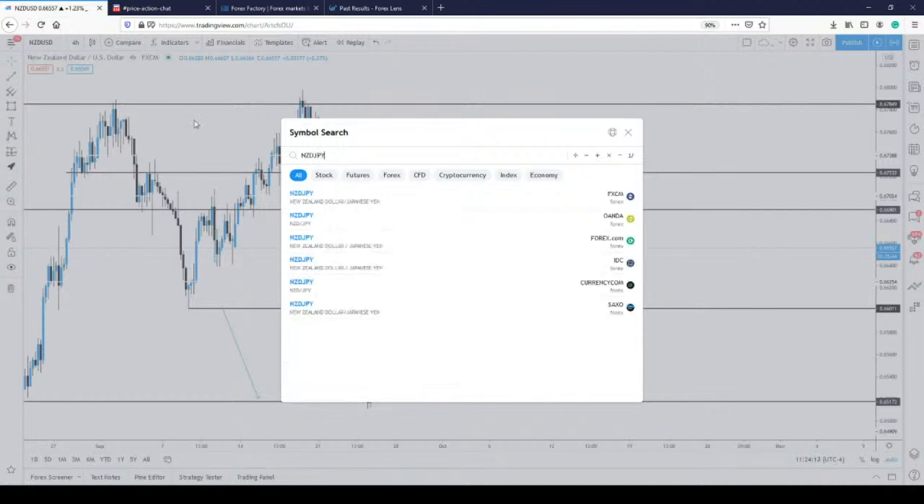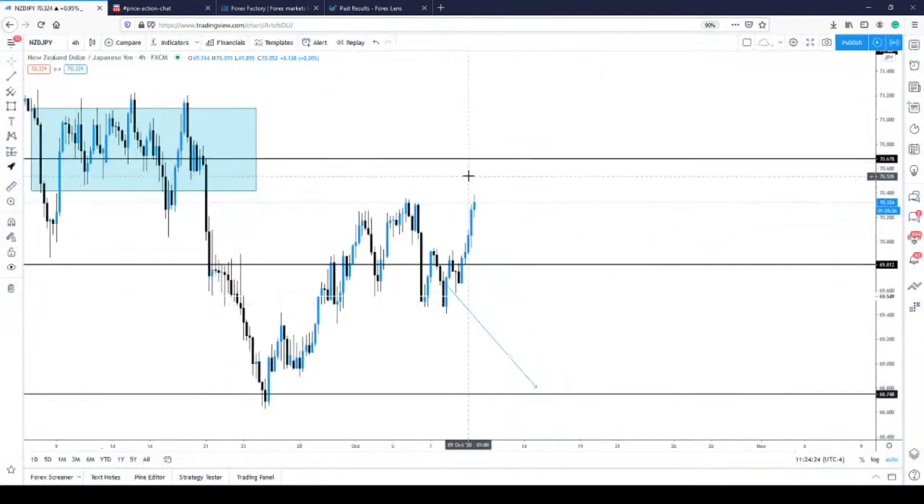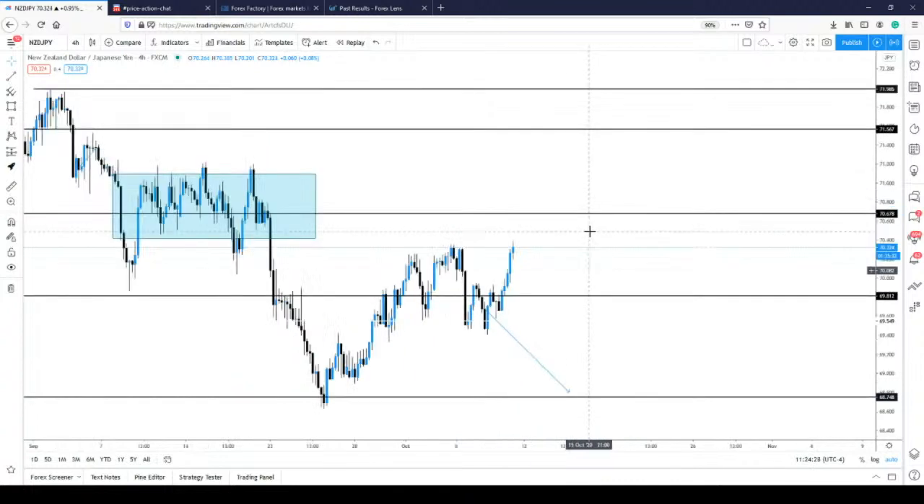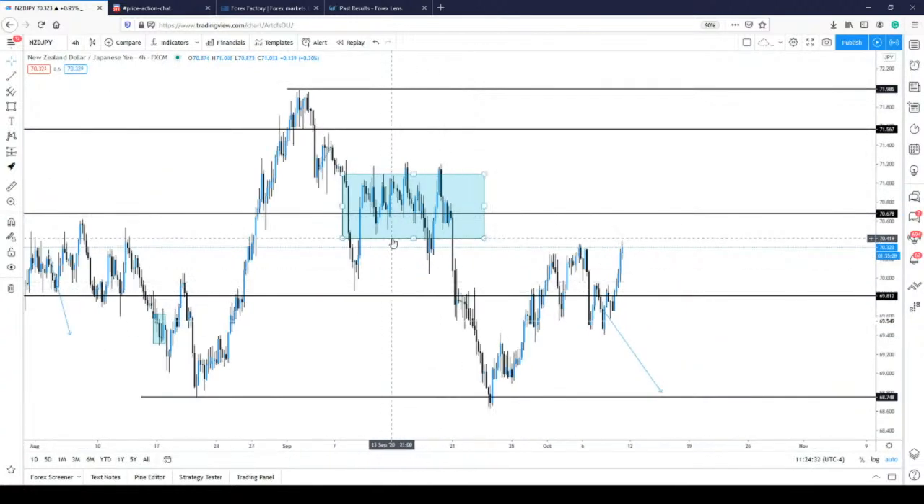And this may be a good setup to take for me because we know Cad Yen is bullish, and therefore NZD Yen might be as well. And you can see NZD Yen, that upside movement completely replicates what NZD dollar did this morning. So looking at this trade idea, I'm going to remove this consolidation zone.